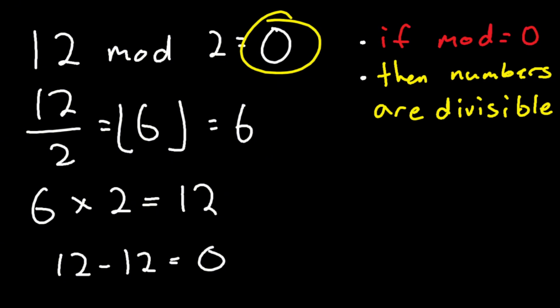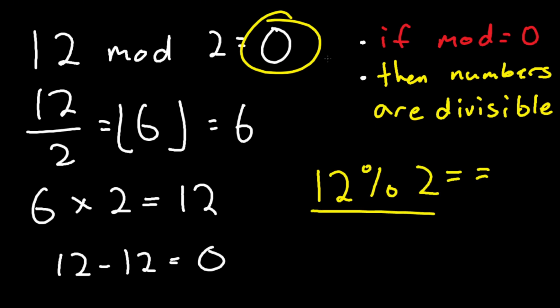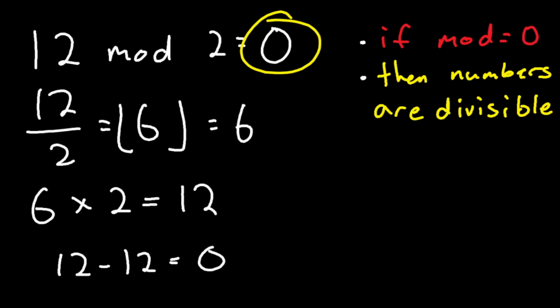So if you do 12 mod 2, and this is exactly how you would write it in your programming language, if 12 mod 2 is equal to 0, then the numbers are divisible. And you might actually use that in some of your projects. So keep that in mind.